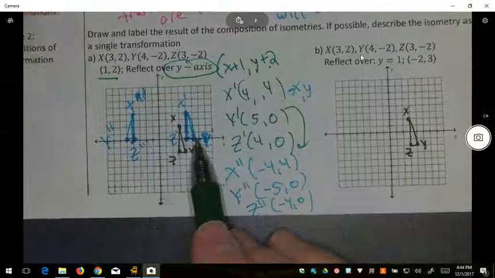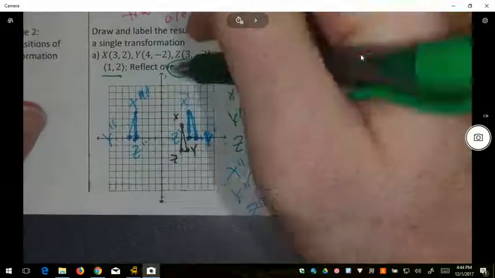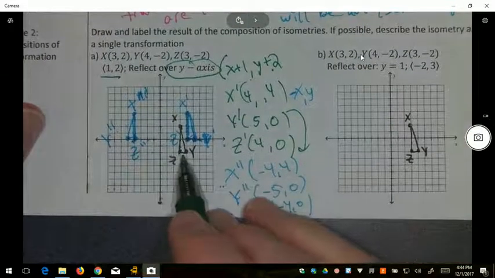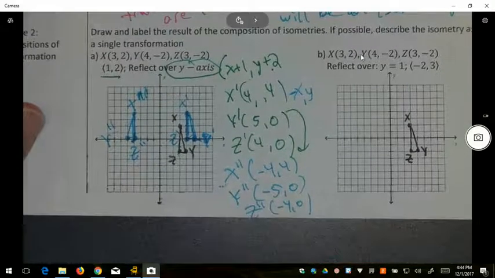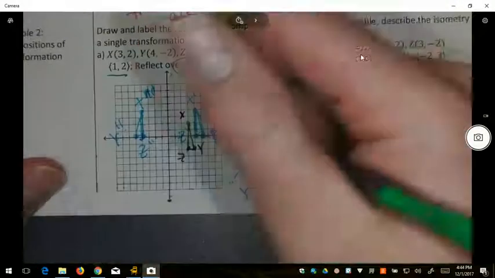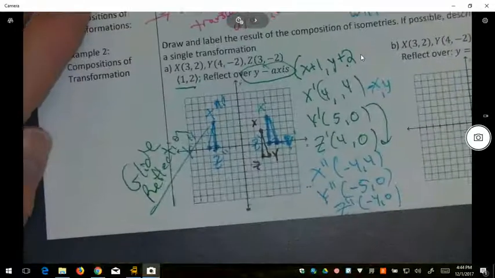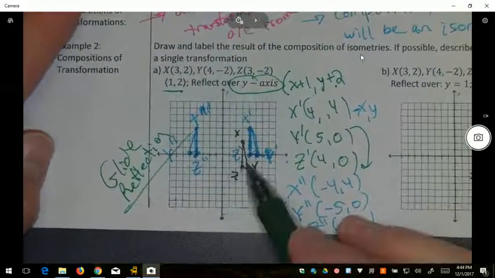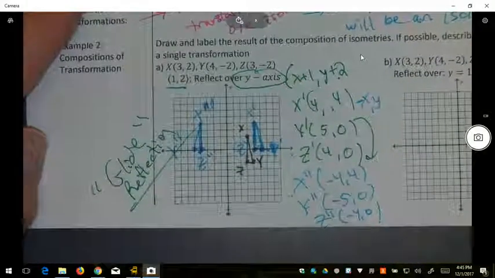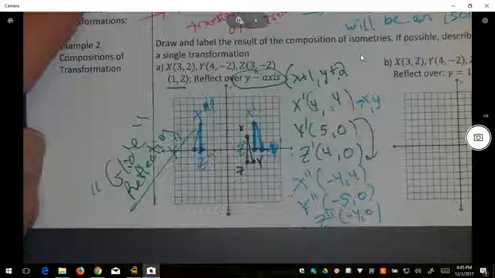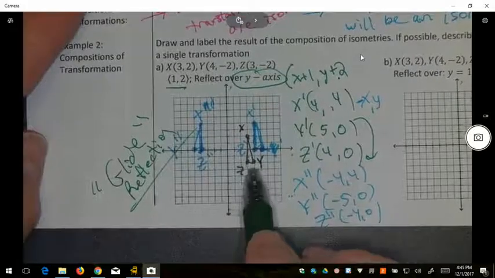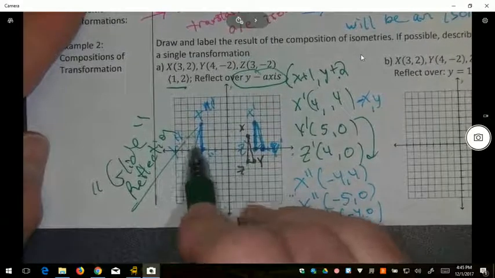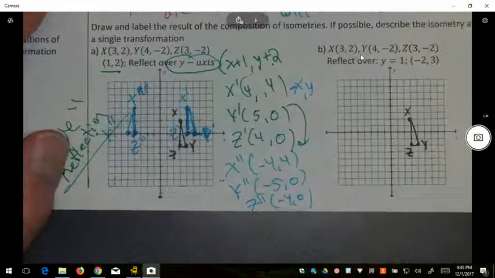Could I describe this in one transformation to go from here to here? Not really. This one is what we call a glide reflection. That's where we translate and then reflect. This has a specific name called a glide reflection. Other than that, though, we don't really have anything that would get us from the original pre-image to the final image.